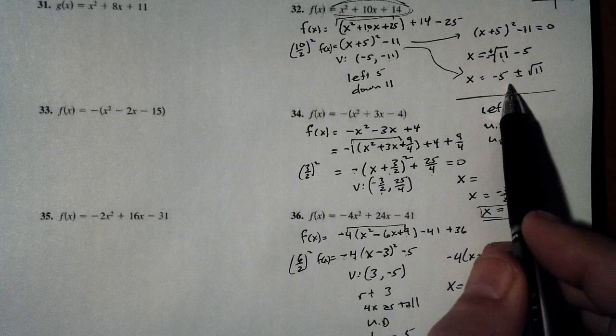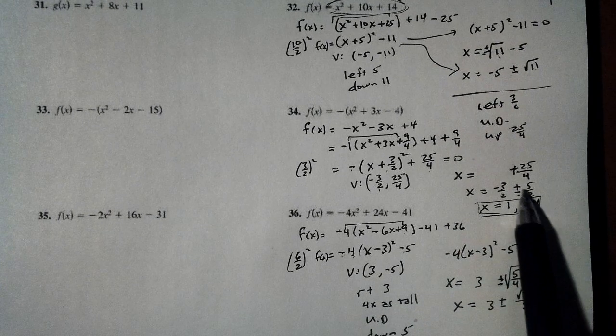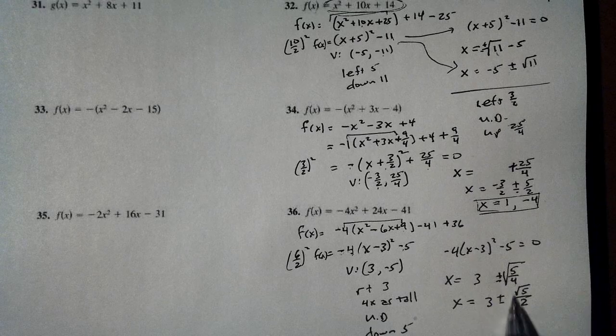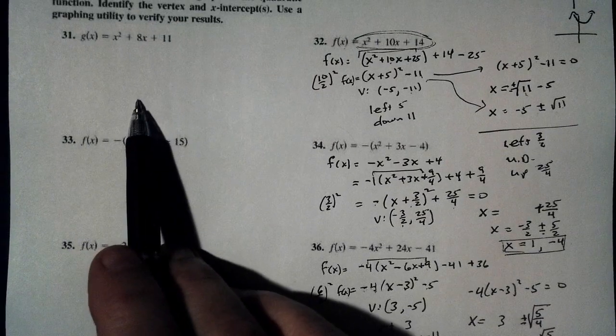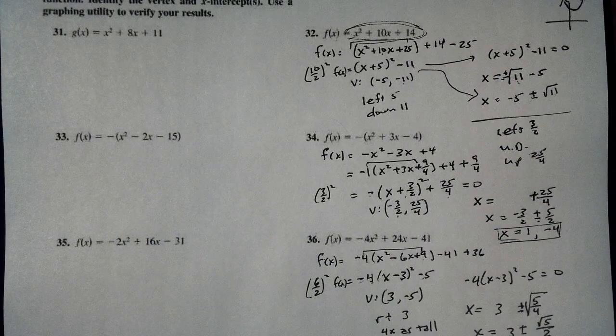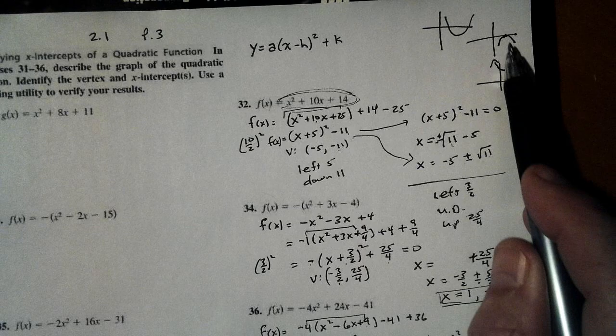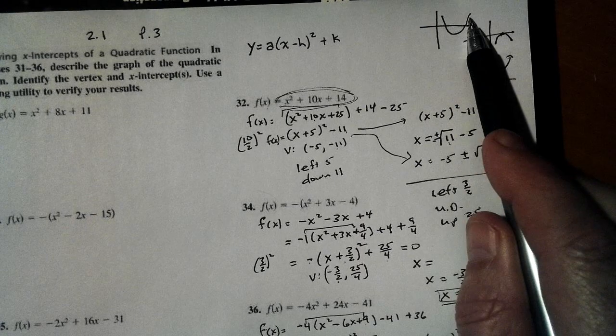Each of these problems had 2 x-intercepts. We have 2 here. We have 2 here, nice clean ones. We have 2 here, but you may only have 1 intercept on one of these. You may have no intercepts. Very possible, because graphs could live entirely above the x-axis, just kiss the x-axis, or go through it twice.